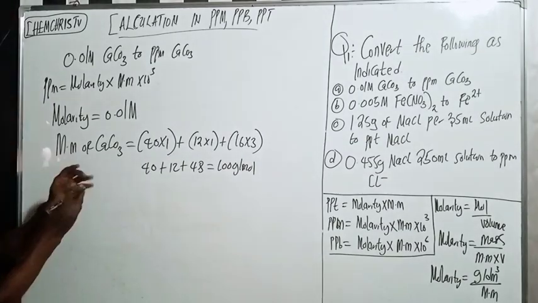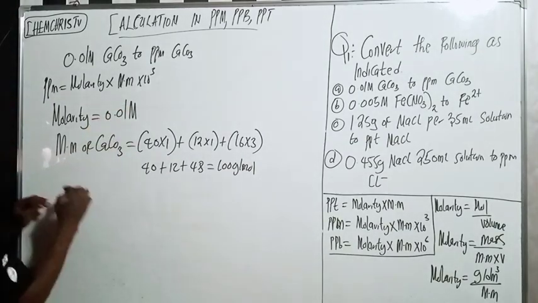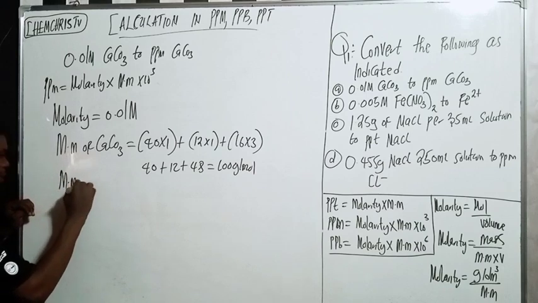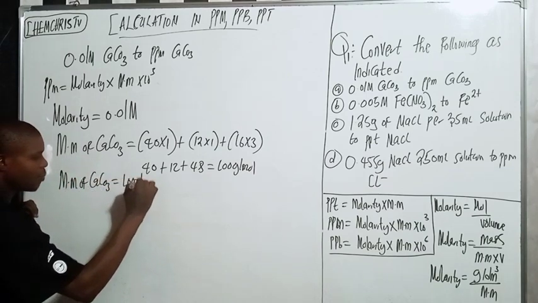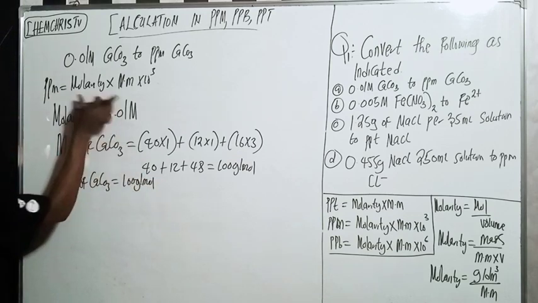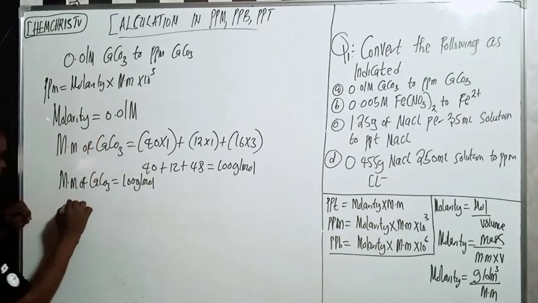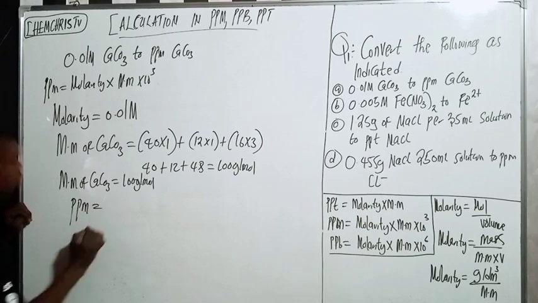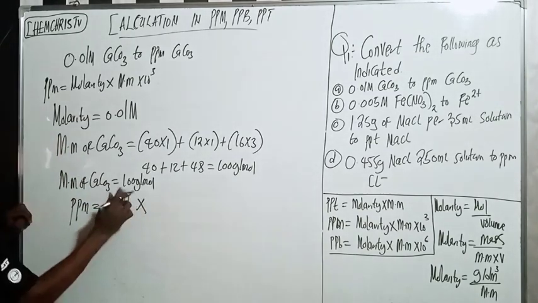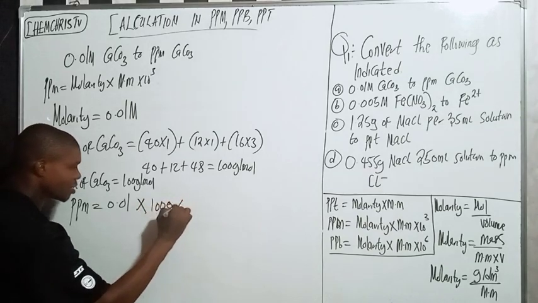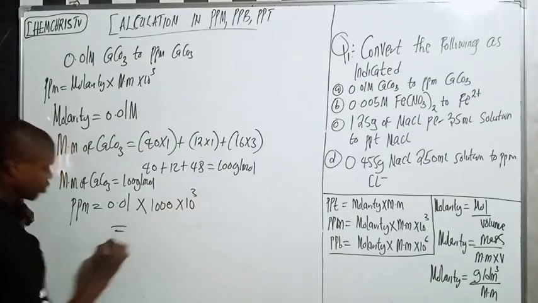So now, if I input my values here, my molar mass of calcium carbonate is 100 grams per mole, right? So now let's input the values. ppm is equal to molarity, 0.01, times 100, times 10 to the 3. So what will be the answer?